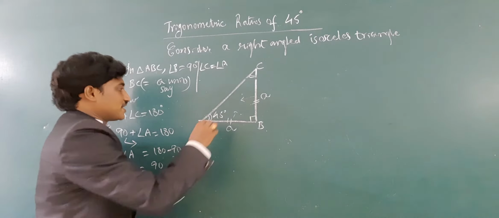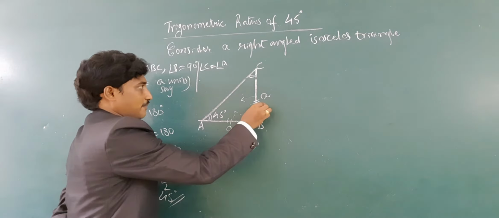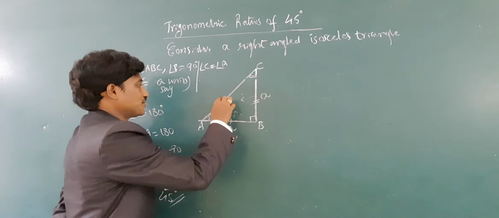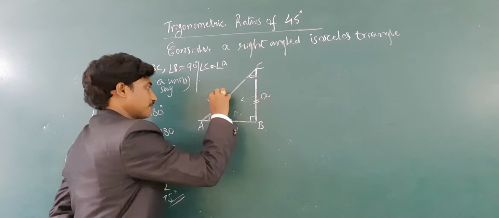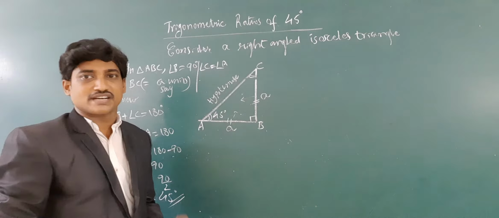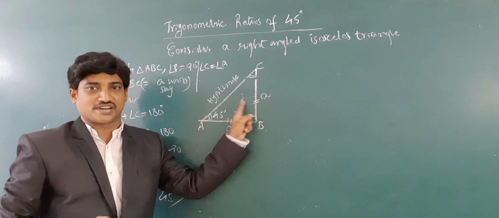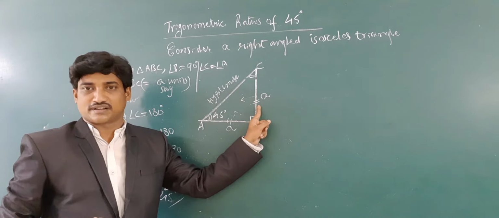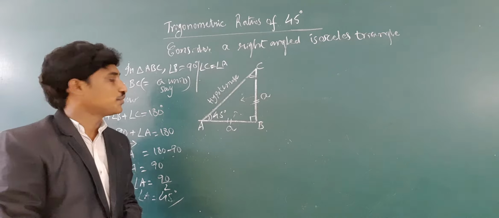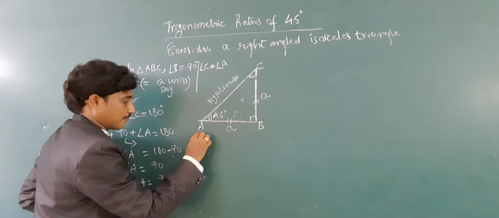Now, with respect to this 45 degree, BC is the opposite side, AB is the adjacent side, and the side opposite the right angle is the hypotenuse. To find the trigonometric ratios, we need to find all the three sides. We know two sides already. We need to find the third side, hypotenuse AC. We can use Pythagoras theorem to find this hypotenuse.